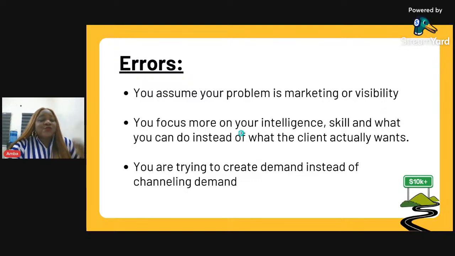Another error: you focus more on your intelligence, your skill, and what you can do instead of what the client actually wants. We see this a lot. People focus on the things that they know how to do so well. Oh, I know how to help people lose weight, so I'm going to teach intermittent fasting. So you go out there and teach everybody intermittent fasting, forgetting that there are people who have to eat something. They cannot stay till 12 and not eat, because their health demands that they eat. So how would they do this intermittent fasting? You see, you're giving a blanket solution to everybody, thinking it could apply to everyone.